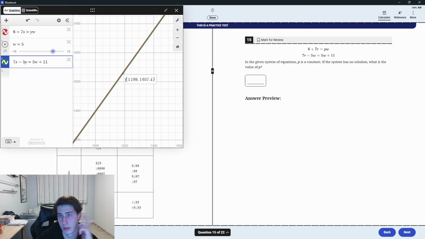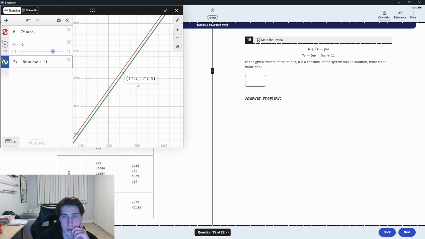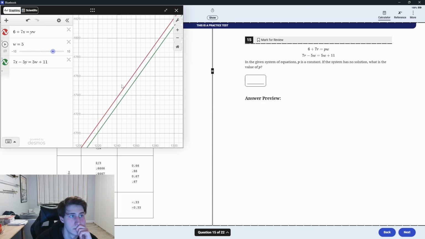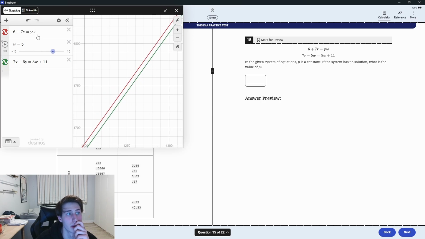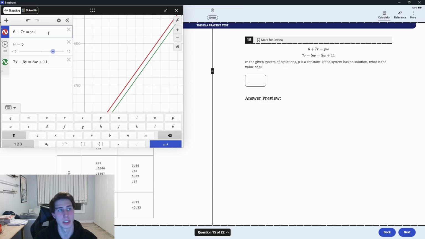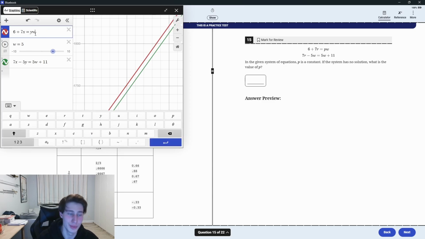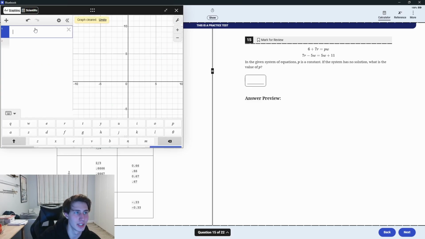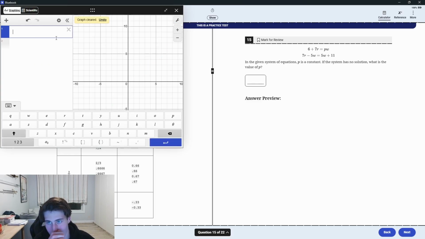So 5. So if the given solution, oh sorry, in this case we're looking for P, not W. That's my mistake actually. So we'll replace W with Y. So let's try this problem again. We'll replace W with Y and leave P, because P is what we're solving for.